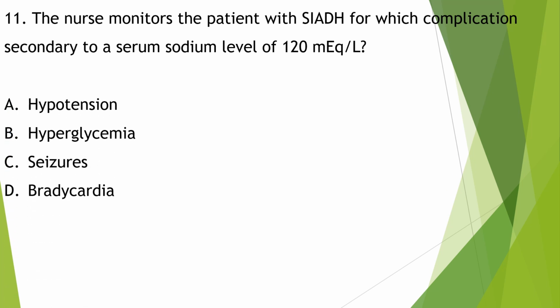Hypotension, hyperglycemia, seizures, bradycardia. As serum sodium levels decrease in patients with SIADH, the patient may have seizures or become comatose, particularly when serum sodium levels fall below 120 milliequivalents per liter. The neurological signs associated with the hyponatremia are related to osmotic fluid shifts in the brain that lead to cerebral edema and increased intracranial pressure.